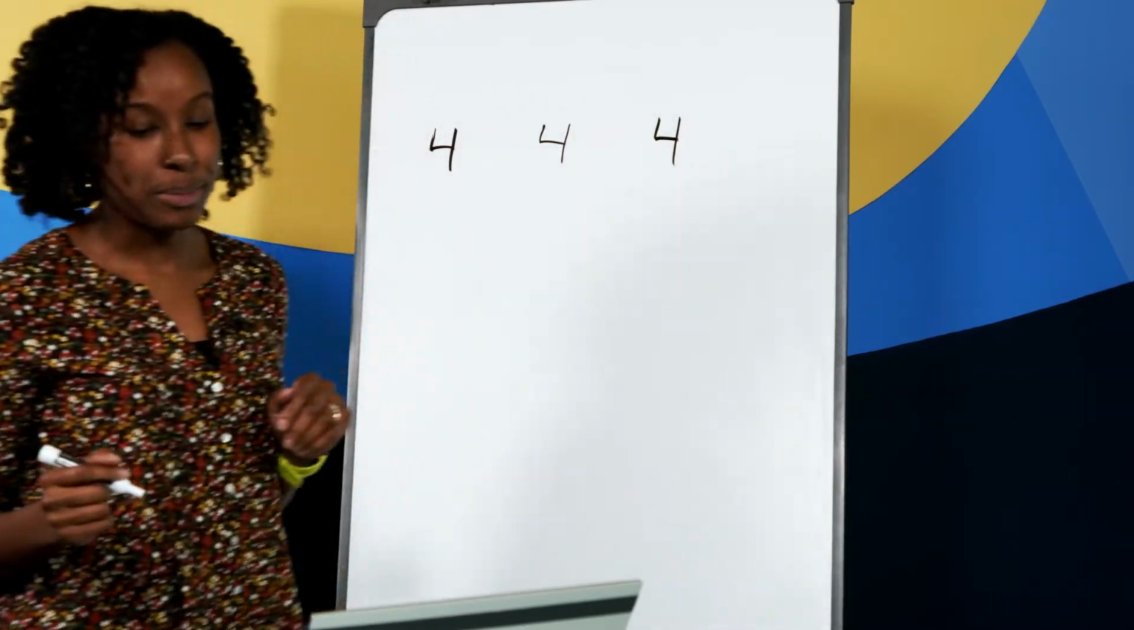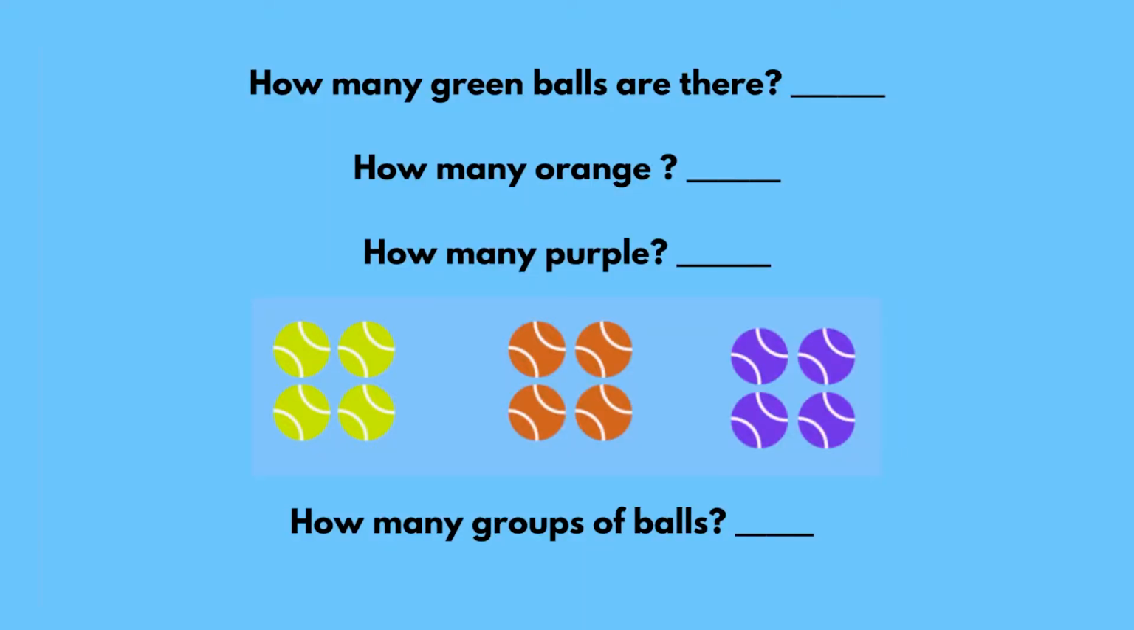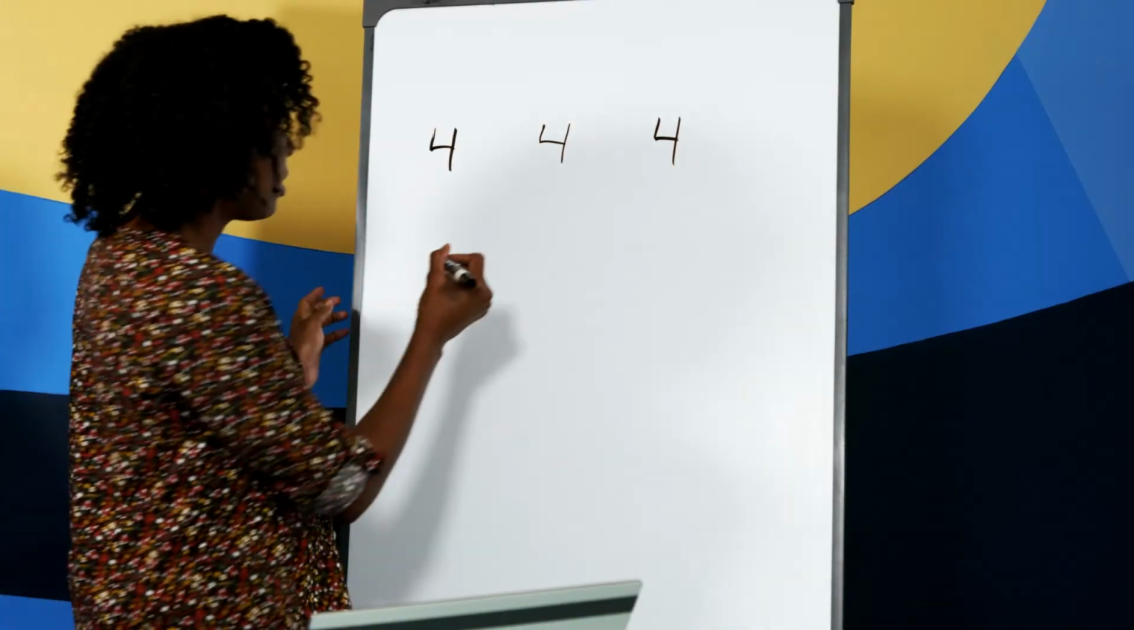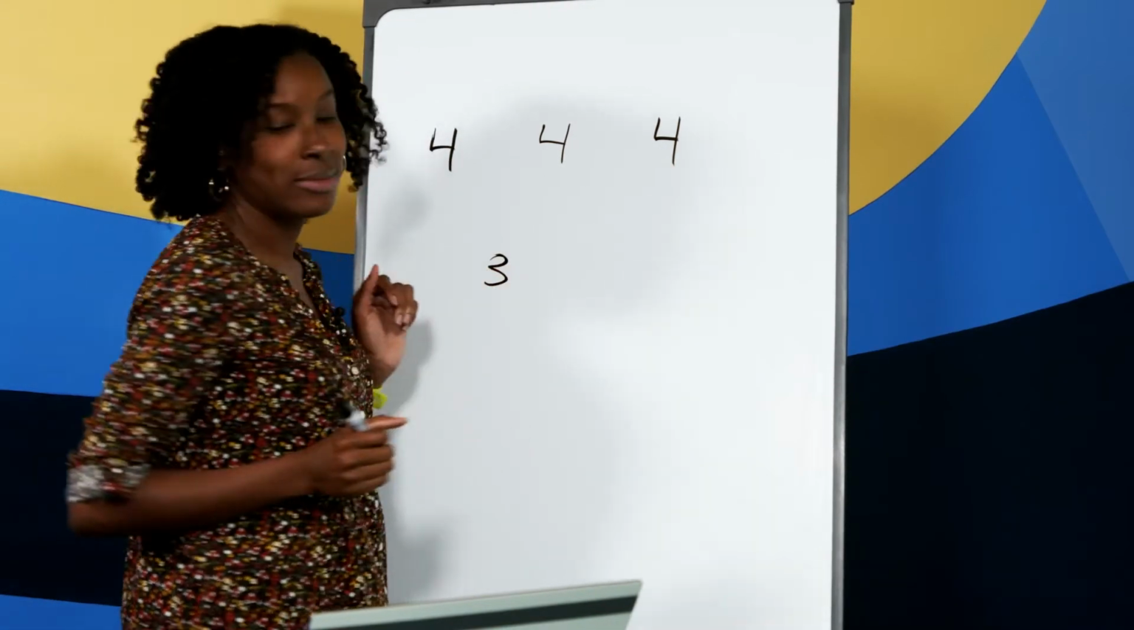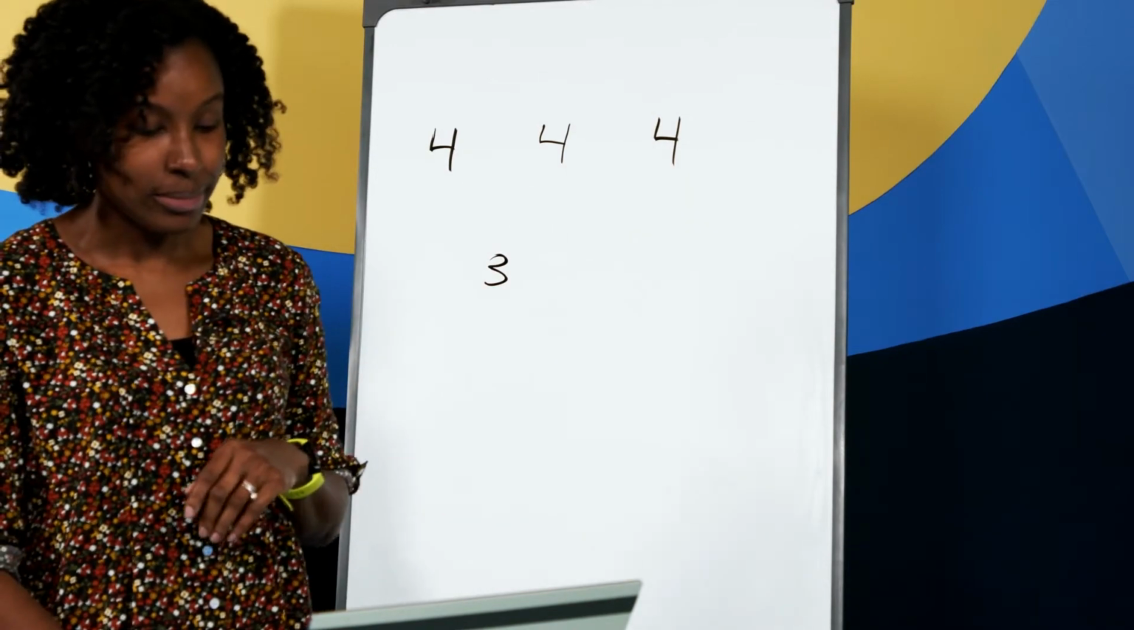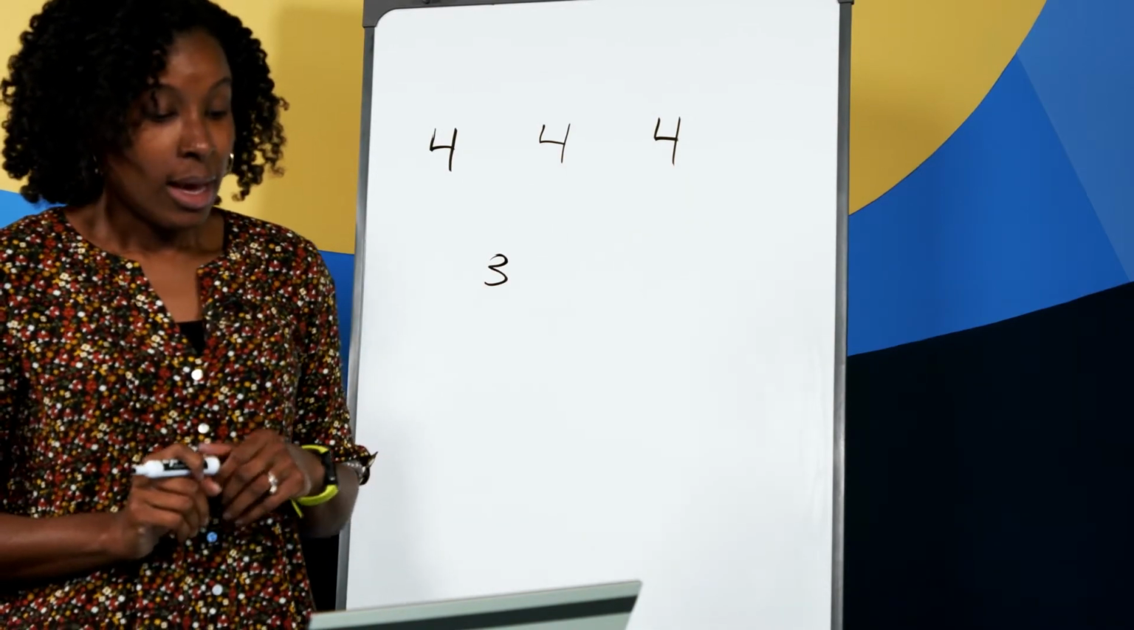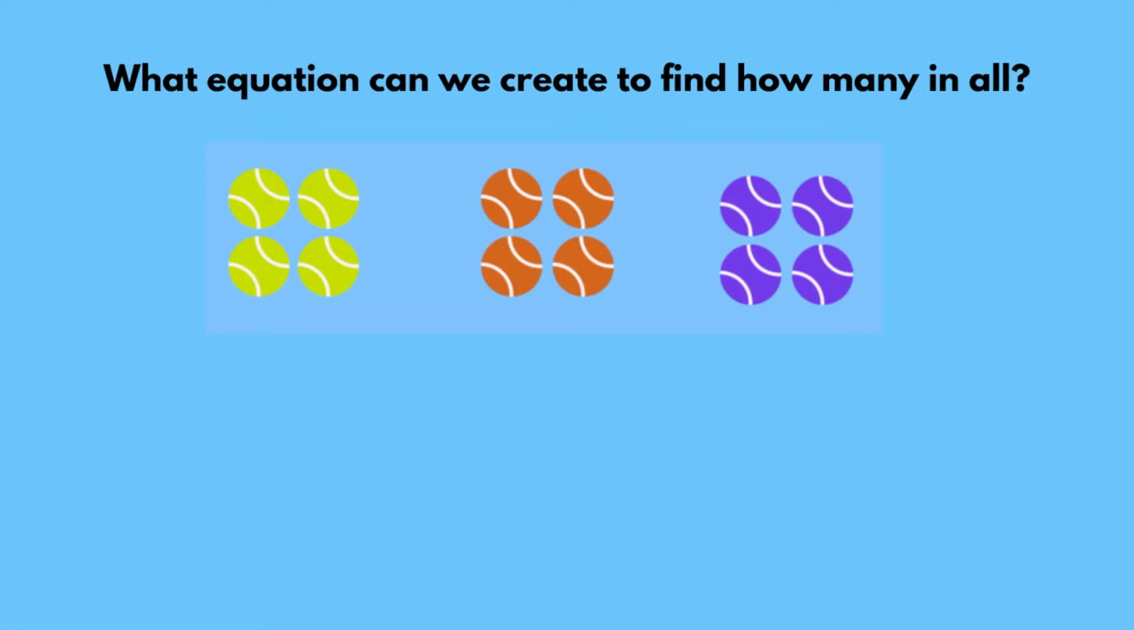Nice job. Our question on the bottom says, how many groups of balls do you see? I see 1 group of green, 1 group of orange, and 1 group of purple. So I'm noticing that there are 3 groups of balls. Excellent job. Now our question is, what equation can we write to find how many in all?